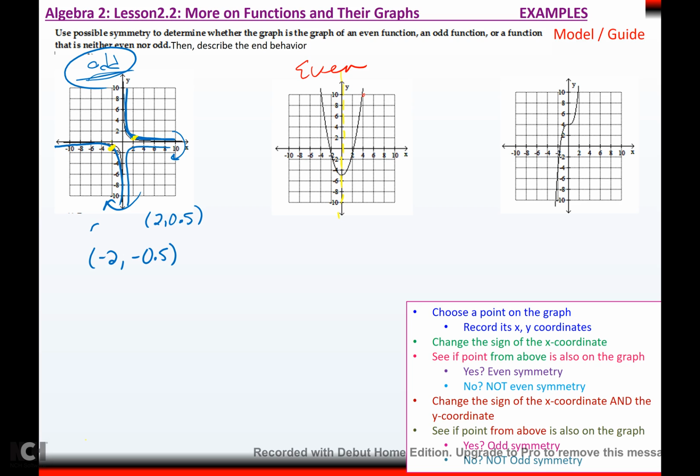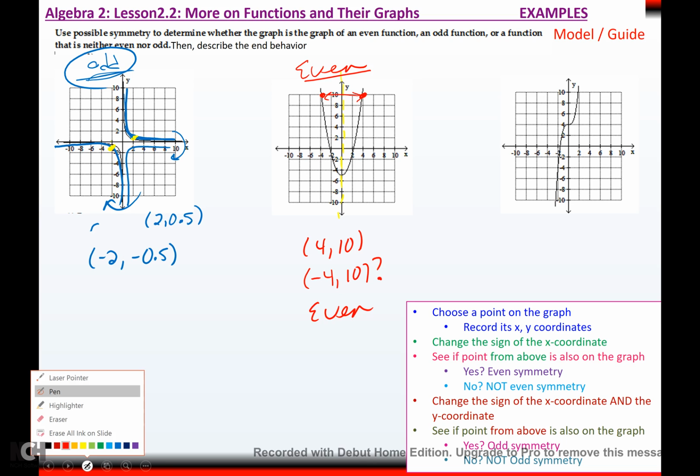(4, 10). Okay, so if I pick that ordered pair, and I'm guessing it's even, just change the sign of x and check to see if it's on the graph. If I go to -4 and up to 10, is it on the graph? Yes, which makes it even. Okay, and then if you look at the third one, that one's a neither one.